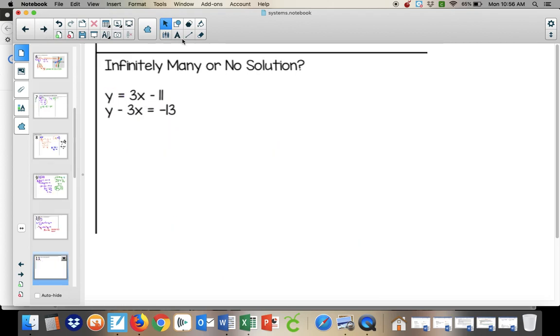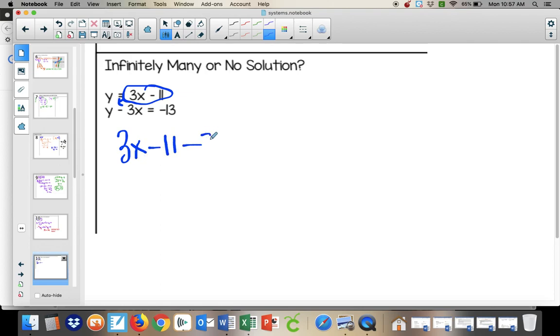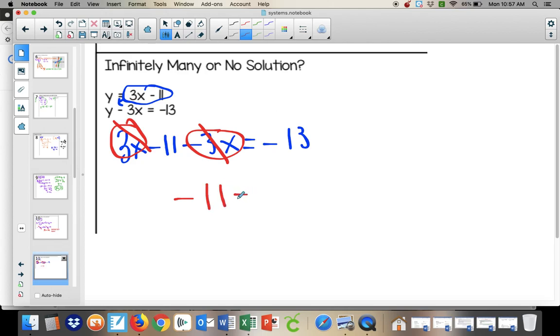So when I look at this one, I again have it to where y is simplified down. So I'm going to take this and put it into that. Instead of y, I'm going to put 3x minus 11. And then I still have minus 3x is negative 13. So again, the same thing that we just did: 3x, take away 3x, that cancels. And I'm left with negative 11 equals negative 13.